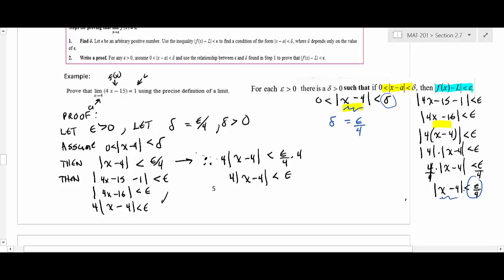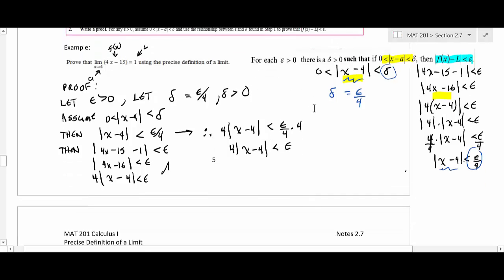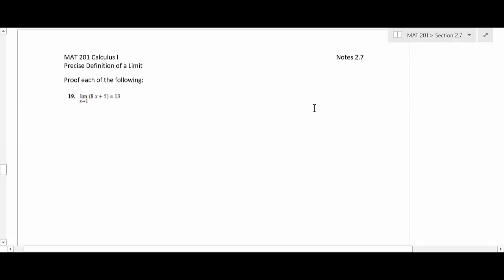Okay, we have taken the assumption and showed, by letting delta equal epsilon over 4, that we can now draw the conclusion from this assumption to this part right here. So that would be one way that you could write your proof.